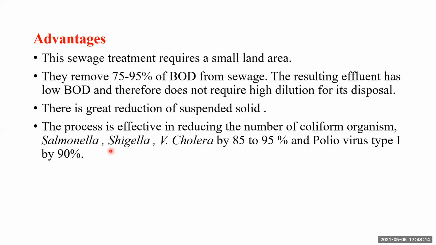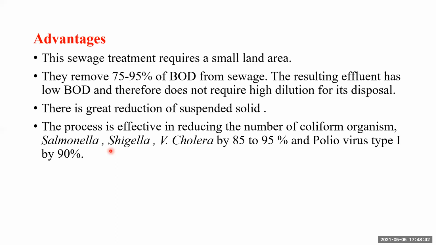The process is very effective in removing organisms like coliforms, with a considerable reduction in the number of coliform organisms, Salmonella, Shigella, and Vibrio cholerae by 85 to 95%, and poliovirus type 1 is reduced by 90%. That means the activated sludge treatment process is very efficient in removing pathogenic microorganisms. Okay, so that is all about the activated sludge process for secondary sewage treatment.